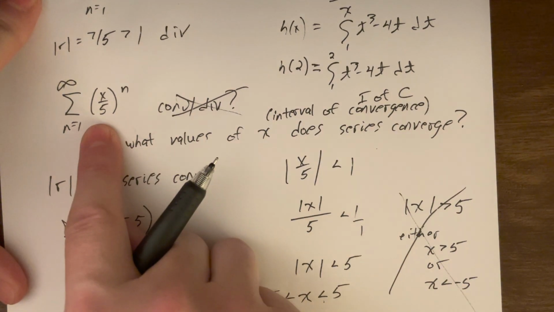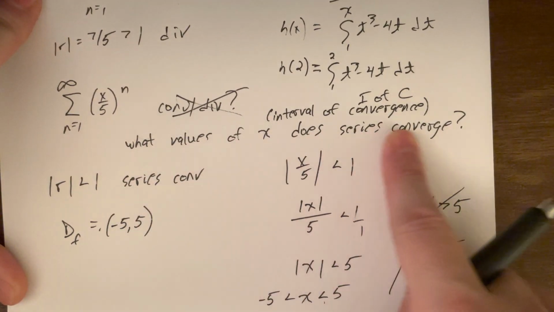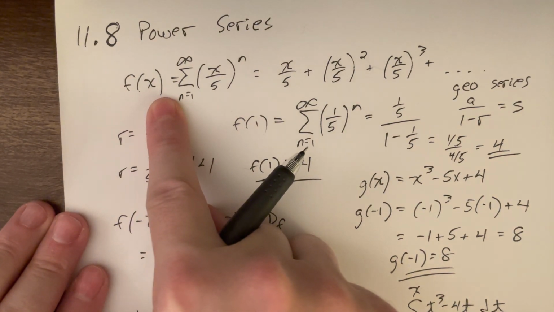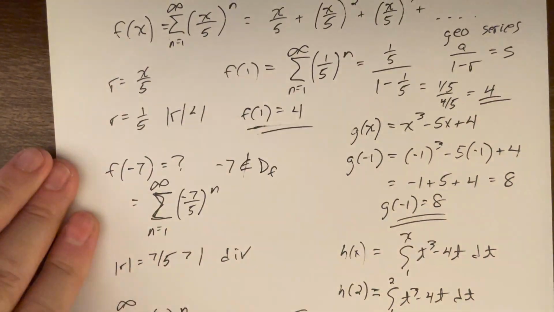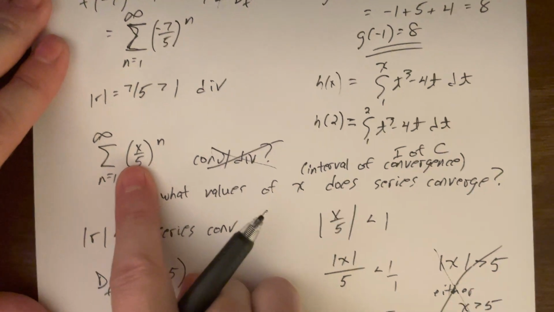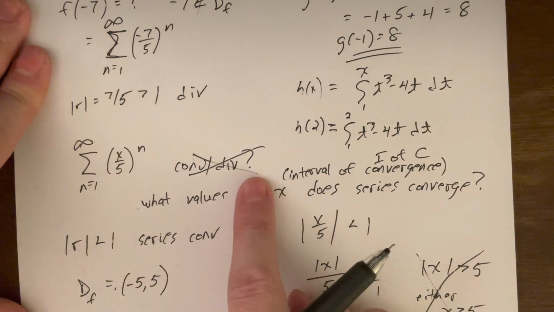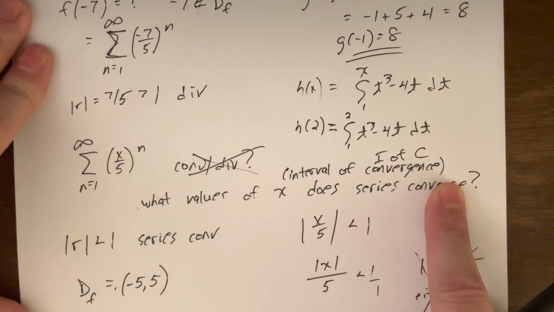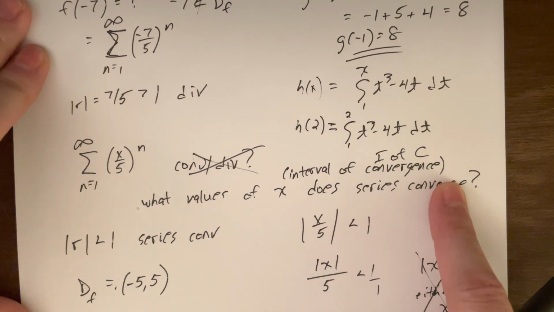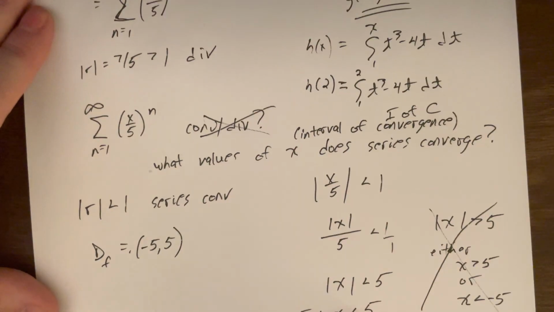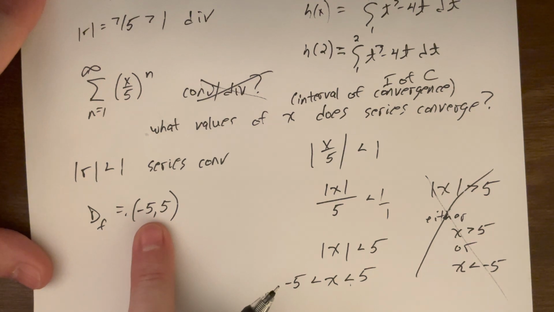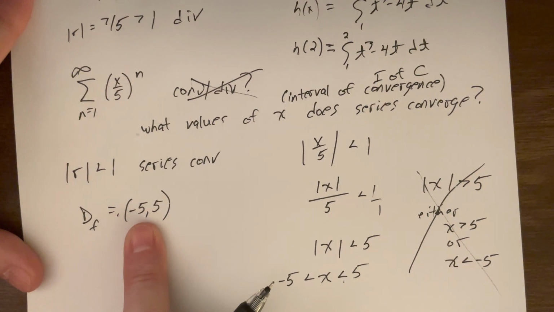So giving you this series, saying for what values of x does the series converge, writing it as a function like this, and saying what is the domain of this function, or again, going back to the series and saying find the interval of convergence. All three questions are asking the exact same thing and would be solved in the exact same way. So I guess the only last thing would just be how you write your answer.